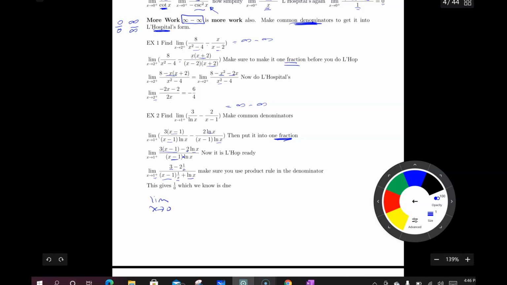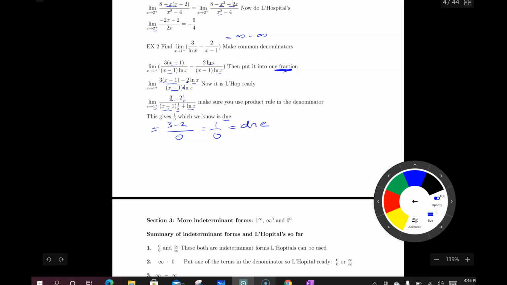So I get 3 minus, I'm putting in 1, so I get 3 minus, I guess I don't need the limit anymore. Sorry about that. I'm plugging in x equal 1. I get 3 minus 2. Plug in x equal 1. This gives me 0, right? So that's all gone. And ln of 1 is 0. So I get 1 over 0. That's where I got DNE. So a number over 0 is not undefined. We say does not exist.